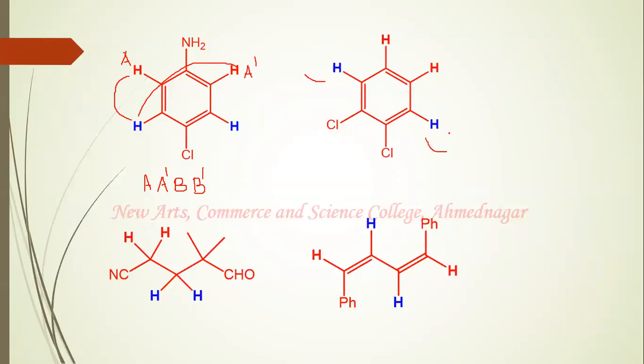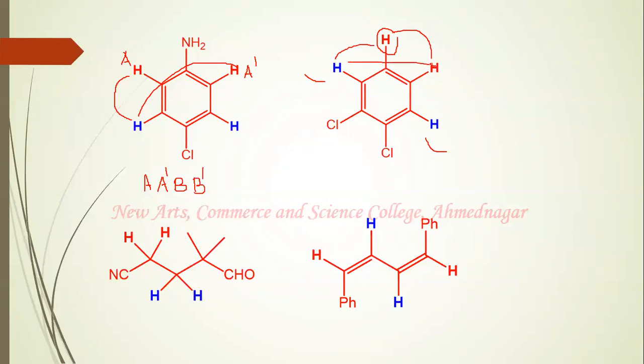So we'll call them A protons. But as they are not magnetically identical, we'll call them A dash. These two again are chemically identical but magnetically non-equivalent. Why are they non-equivalent? Look at this proton. If I consider one of its partners, it is ortho coupling, and its chemically equivalent partner will have a meta coupling.